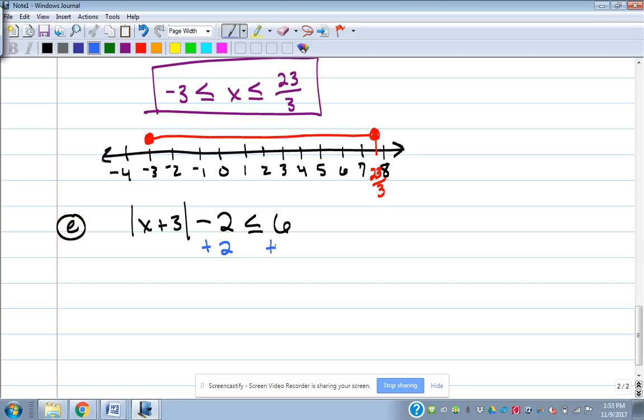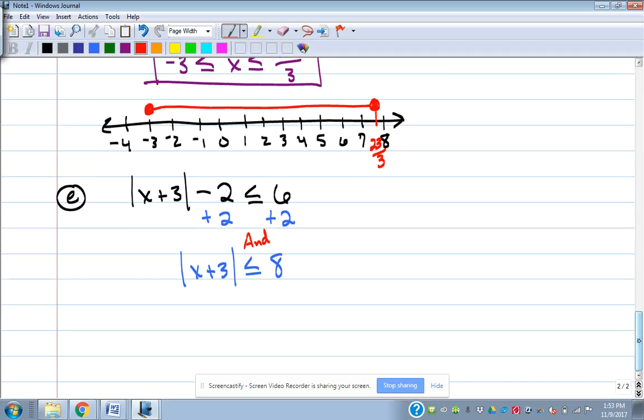Can't do that yet. You guys got to slow down. You're trying to solve before you even get it set up. You're good at solving. Got to be good at setting it up so you're solving the correct problem. So it is an and problem. It didn't change. It could, there are times when it might flip the symbol, depending on what we have to do to get the absolute value by itself.